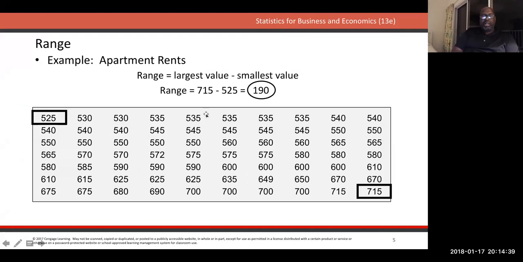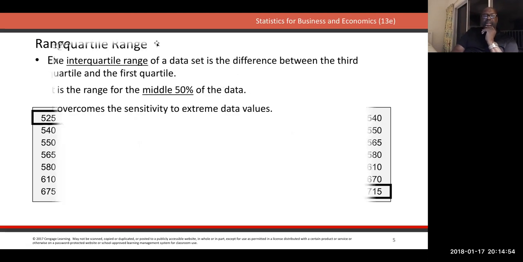So the range: if you arrange the data in ascending order, you see your minimum is 525, your maximum is 715. The difference between them is 190. So the range between the smallest and the largest is $190, right? That's an example right there.